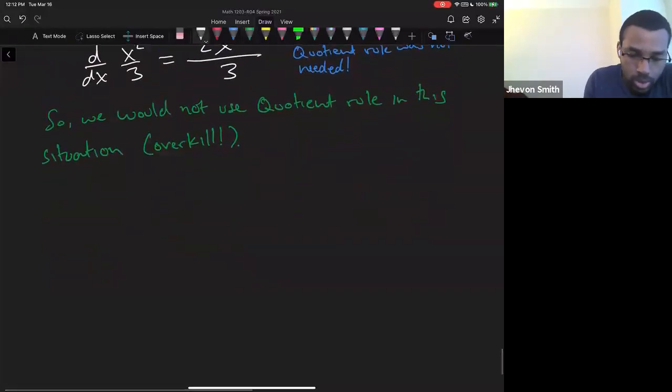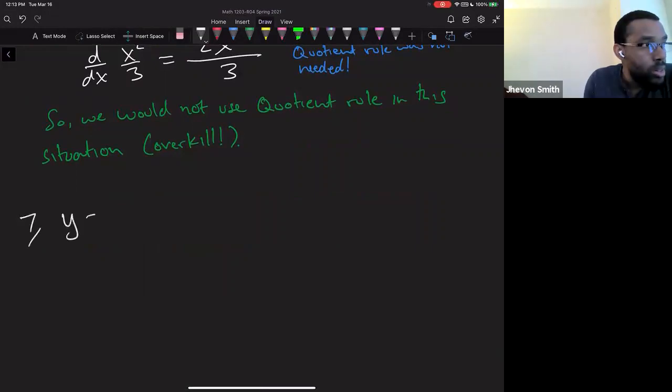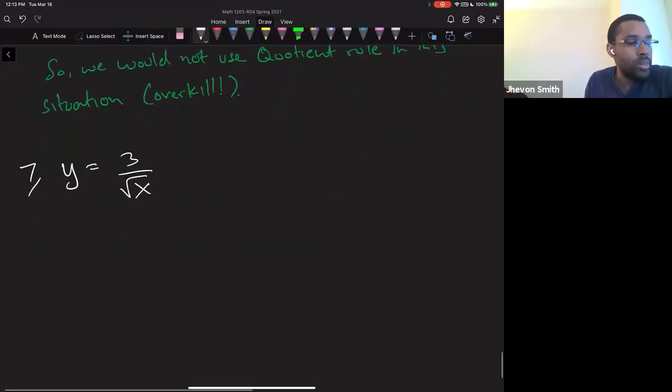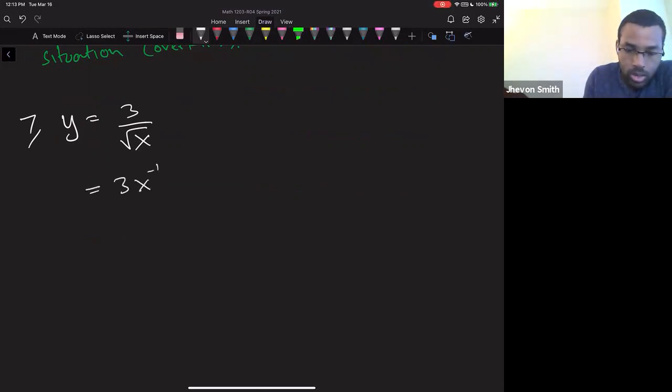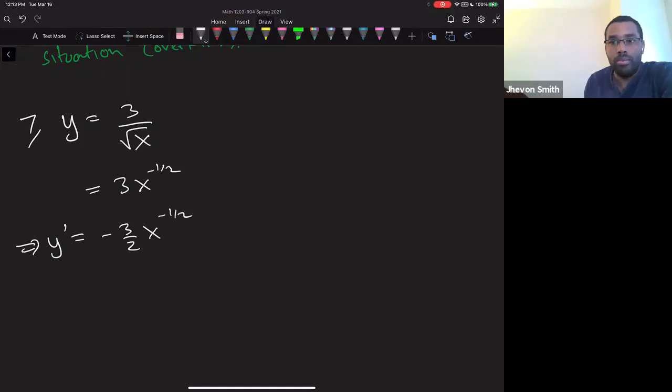Let's go with another one, 7. What do we do here? Bring the radical to the top and then just use product rule? I mean, power rule. Yeah, we don't even need a product rule anymore. Now it's constant factor rule. I can literally just see that it's minus 3 over 2, x to the minus 1 over 2.